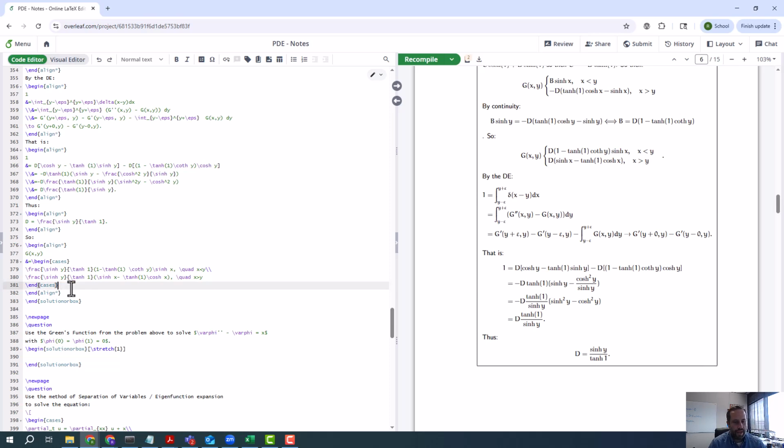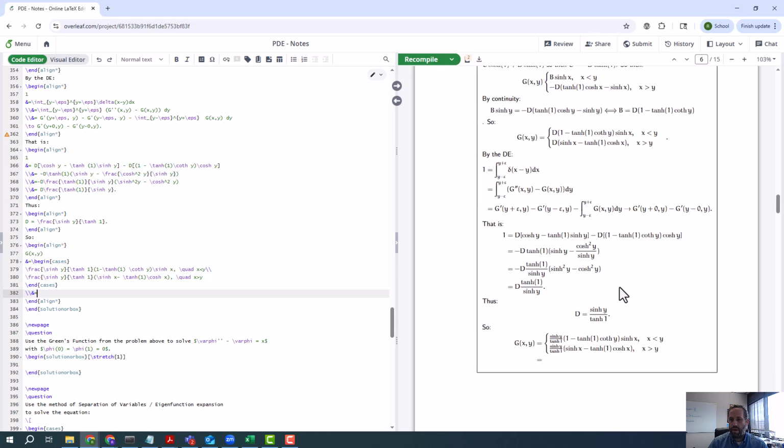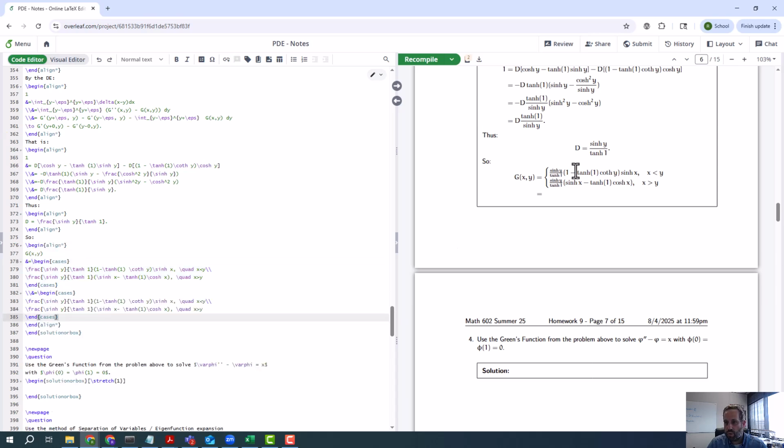Okay, so now what we're going to do is, all right, let me look to see what we have here. Okay, so now what we can do here, this sinh y, I'm going to move it all the way over here. So I'm going to do a lot of copying and pasting here. So this sinh y, I'm going to move it over here. So it's going to be sinh y, sinh x. So we're just going to have tanh 1.